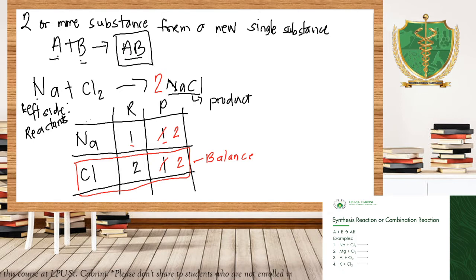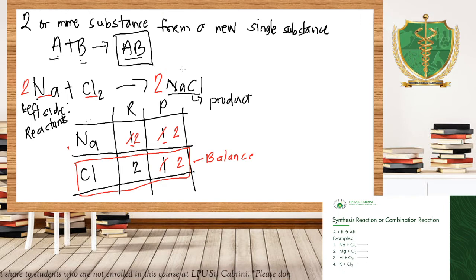But the problem is our sodium. Our sodium is originally balanced, but after putting here 2 as our coefficient, our sodium becomes unbalanced. In order to balance this, we can add here 2. 2 times 1, this will become 2. Therefore, the addition of sodium and chlorine will give you sodium chloride.